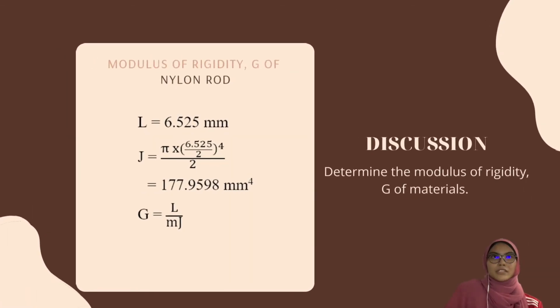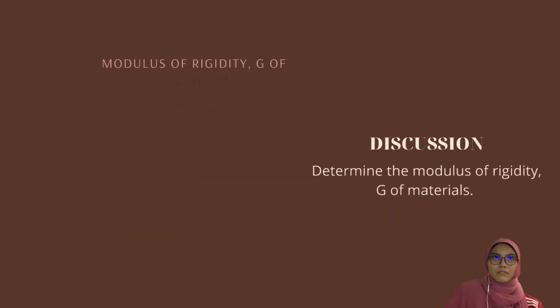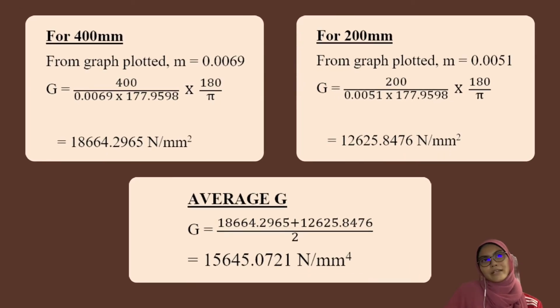For the modulus of rigidity G of the nylon rod, L is 6.525 mm. Therefore, J is equal to 177.9598 mm^4. So for 400 mm, from the graph plotted, the slope is 0.096 and G is 18,664.2965 Newton over millimeter square.